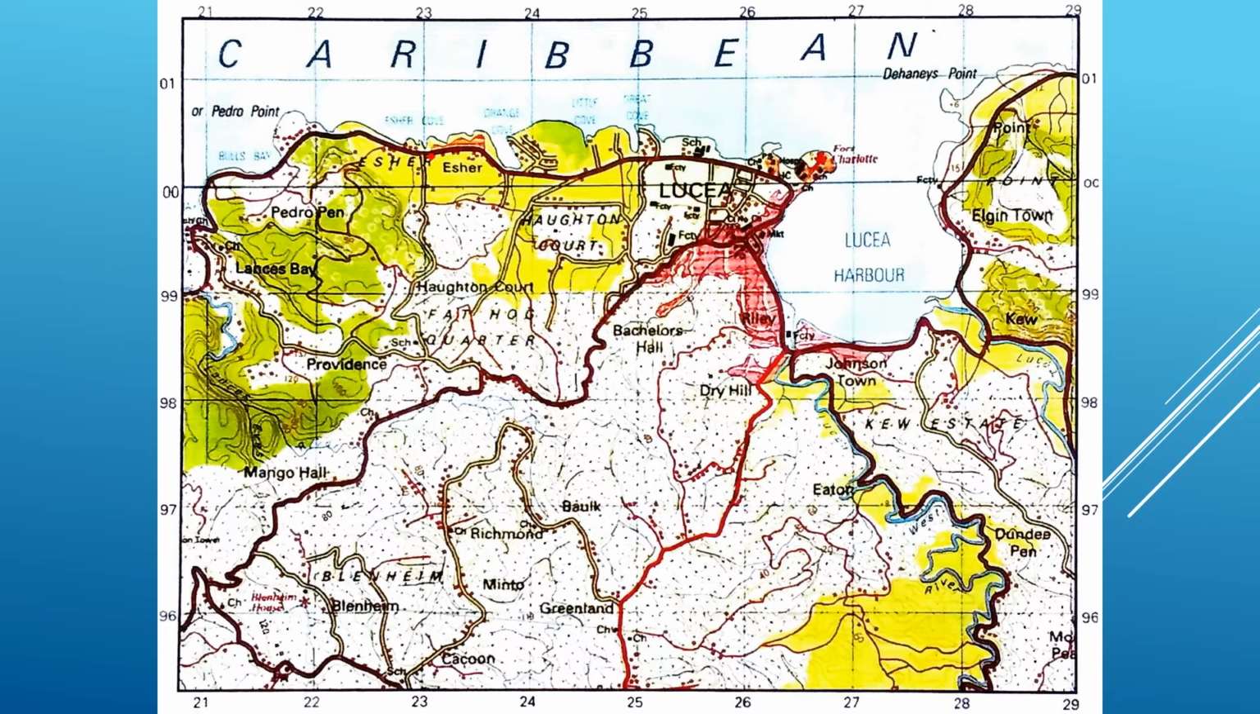All right, now students, we're going to take it another notch higher. This is an actual map of Lucea, a town in Hanover, Jamaica.